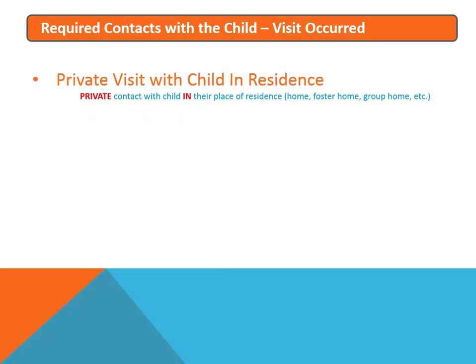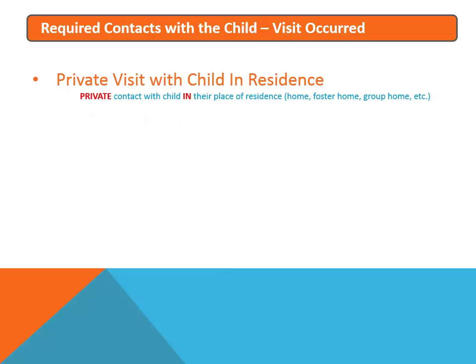The first set of required contact narratives include ways to document your private visits with the children in your master case. As a reminder for this section, contact must also be documented with siblings of state wards, which would be documented under their own required contact. The first required contact type is private visit with child in residence. This item is chosen when you had a private face-to-face contact with the child in their placement, whether that be in the home, foster home, or other setting where they live.